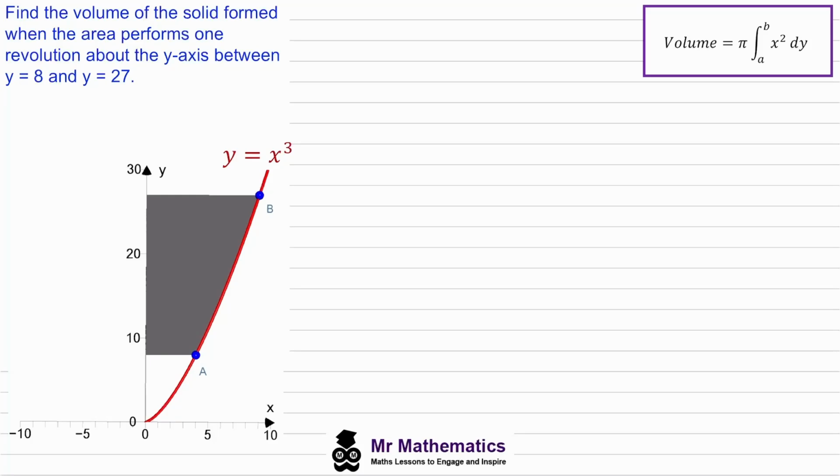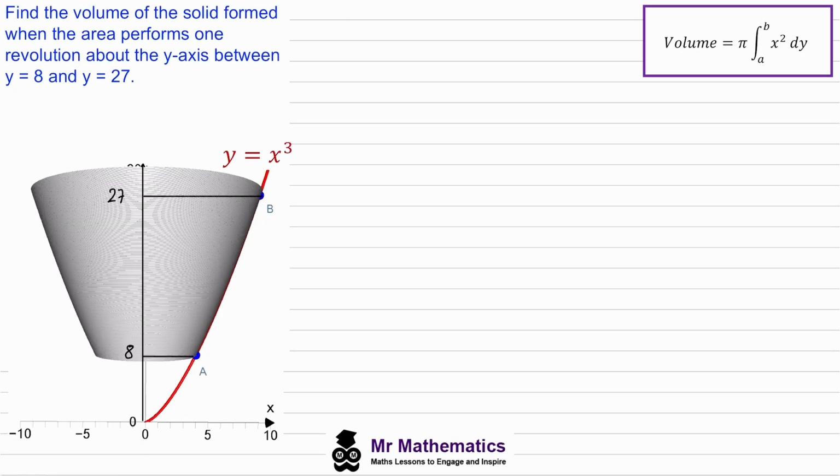Hi everybody. So in this video I'm going to show you how to find the volume of revolution about the y-axis. So this is where the area, this shaded region here, is rotated around the y-axis, the line x equals 0, and it's rotated 360 degrees or 2 pi radians. And when we revolve this shaded area around the y-axis, we get the solid looking like this.